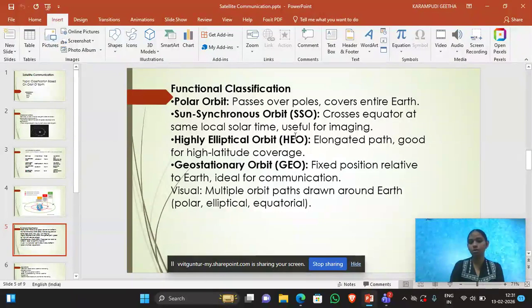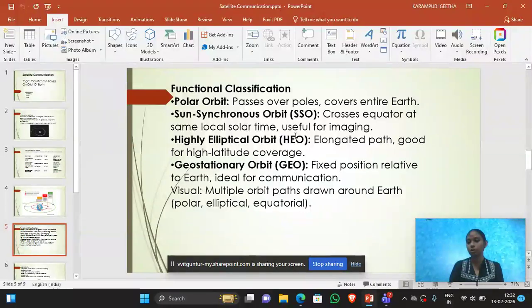Sun synchronous orbit, SSO, crosses the equator at the same local solar time, usually useful for imaging. This means on the equator line we see the orbit, and Earth imaging is clearly visible in SSO. Highly elliptical orbit, HEO, has an elongated path, good for high latitude coverage. Latitude means vertical. Its coverage of the Earth is very good in HEO.